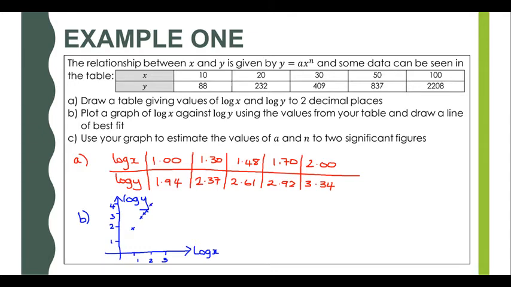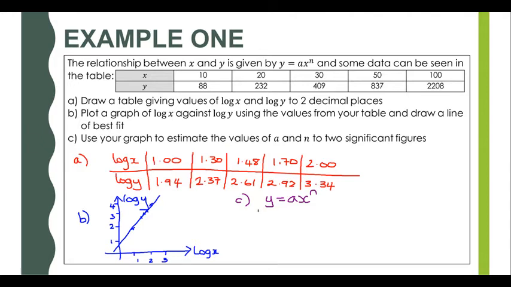And we can draw a straight line through them. For part C, we need to use our graph to estimate the values of a and n. So we're going to start with our original equation and convert it to a log relationship.